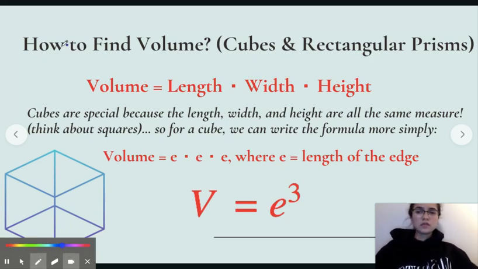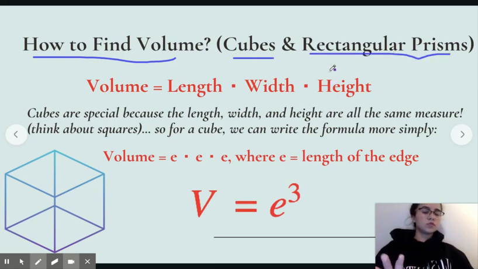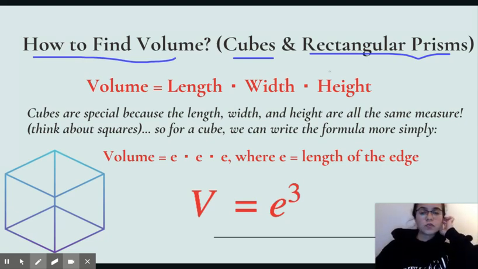Okay. So today we're talking about how to find volume, but that's specifically for cubes and rectangular prisms. Rectangular prisms, we'll talk about next time, but it's the same concept. That's like the 3D version of a rectangle. And then cubes are also like the 3D version of a square, right? So what we're learning today with volume applies to those shapes.